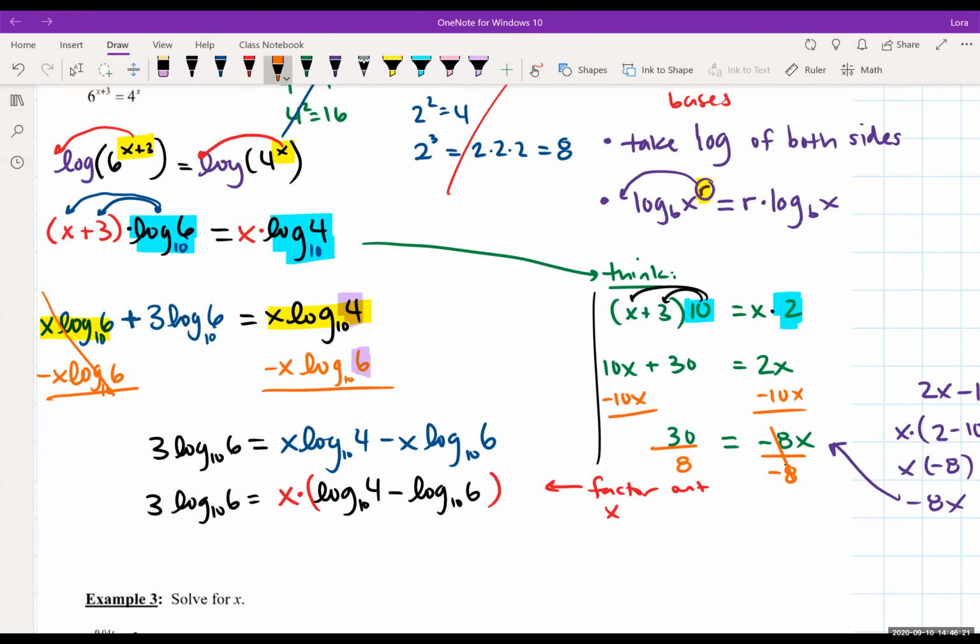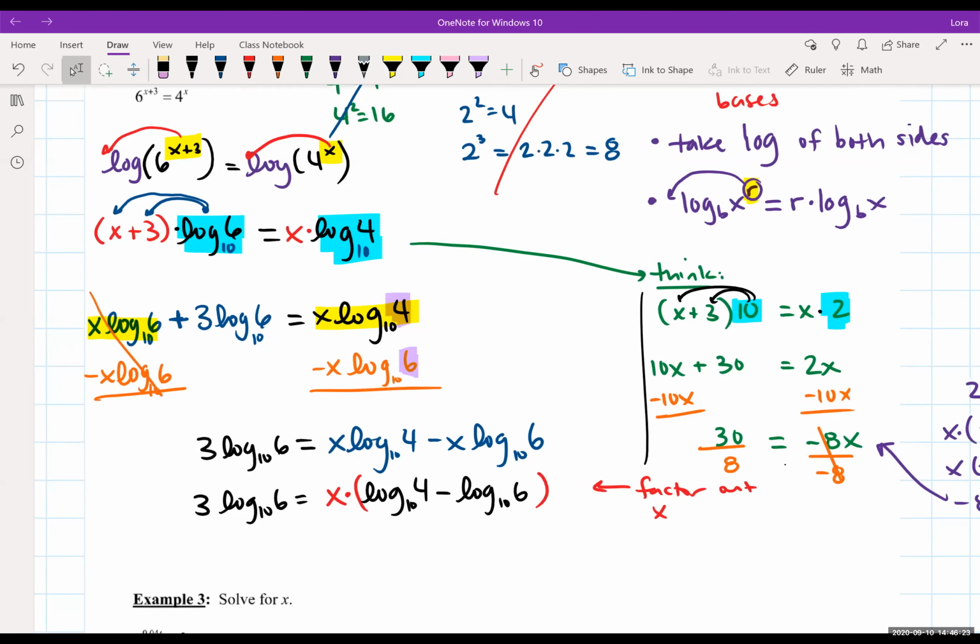Well, it's the same story here. It's just that your x has a little more complicated coefficient. But keep in mind, they're both constants. So in the end, when you subtract two constants, you'll have a constant. So how do we isolate that x? Same story. Divide both sides by that expression. Log base 10 of 4 minus log base 10 of 6.